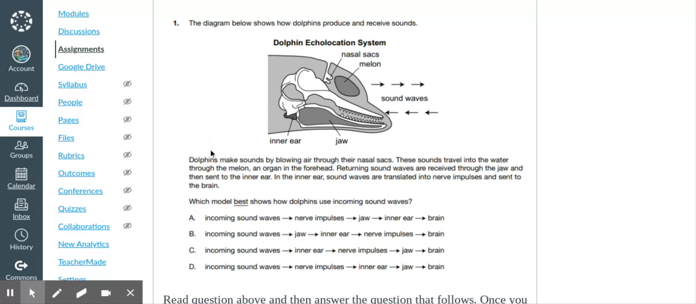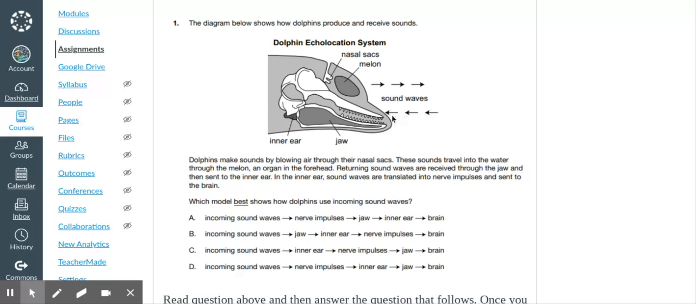Interesting. Okay. Dolphins make sounds by blowing air through their nasal sacs. So they breathe air up here. Then these sounds travel into the water through the melon, an organ in the forehead. So it starts here, goes here. Then it says return. Oh, so then it's sent out that way. There it is. So nasal sacs, through the melon, to the water.